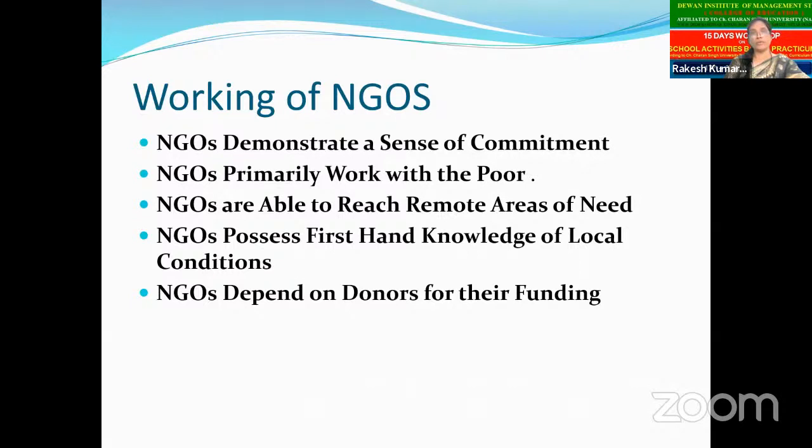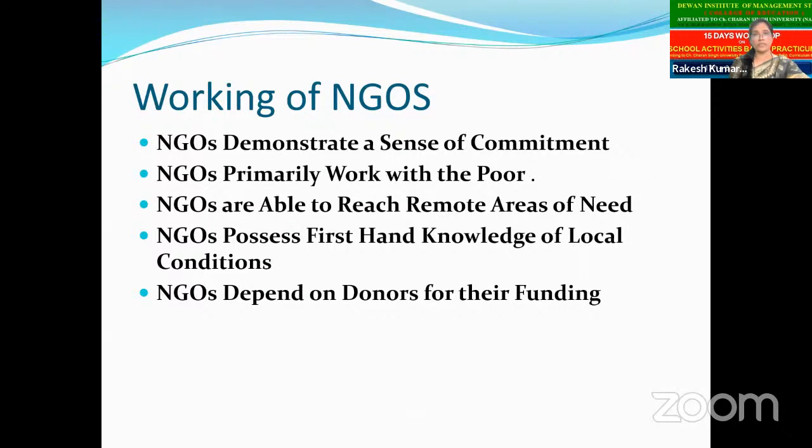And NGOs work primarily with the poor. There is wide recognition in government and corporate bodies that NGOs have a significant role to play in working with the poor. With recent experience, they know that this is not just through giving aid, but in assisting the poor to break out of their condition of poverty.